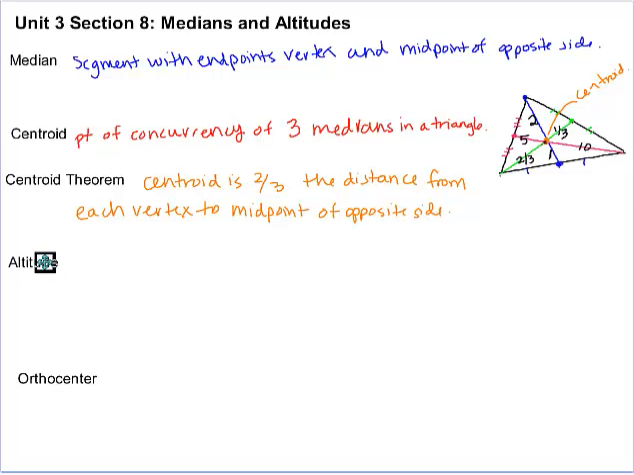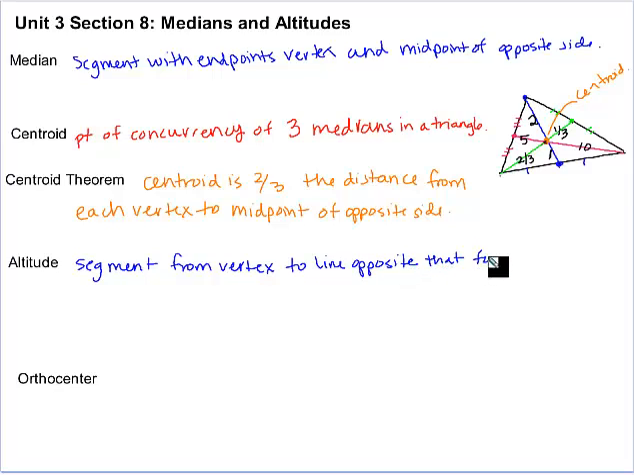The altitude of a triangle. The altitude is the segment from the vertex to the line opposite that forms a perpendicular.